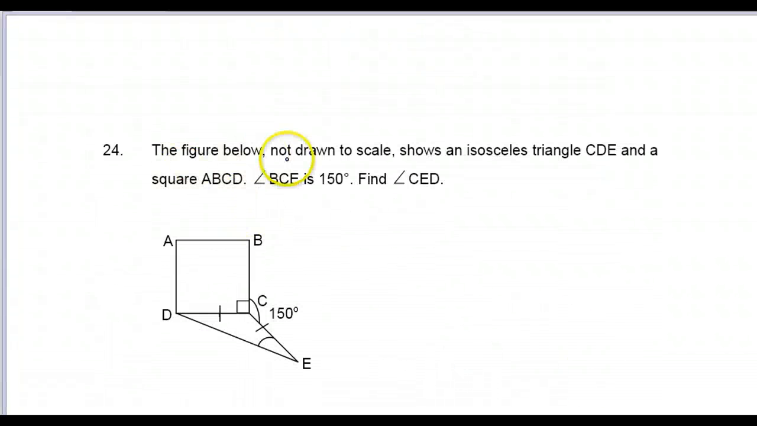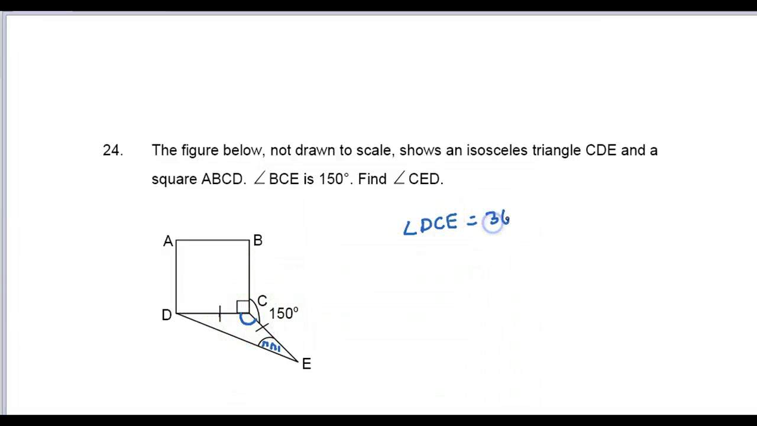Question 24. The figure below, not drawn to scale, shows an isosceles triangle CDE and a square ABCD. Angle BCE is 150 degrees. Find angle CED. This angle lies in an isosceles triangle. In order to find it, I need to find angle DCE first. So angle DCE lies at the point here.